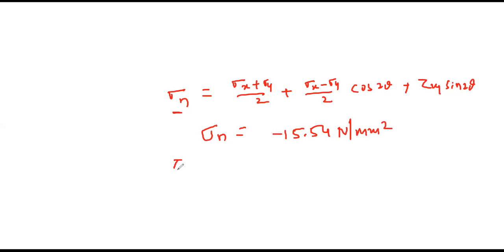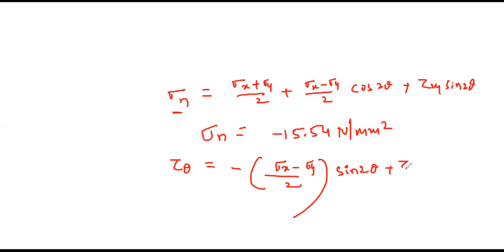Similarly, we need to calculate tau theta, the shear stress acting on a plane which is inclined at an angle 30 degrees. If you use this formula, minus sigma x minus sigma y by 2 sin 2 theta plus tau cos 2 theta, you will get around minus 17 megapascal. These are the values if you calculate analytically.